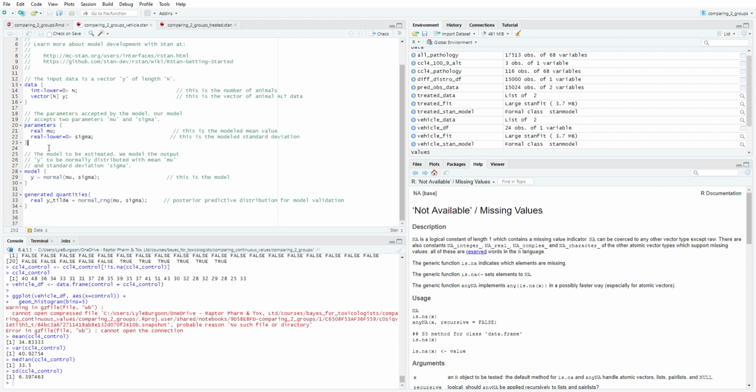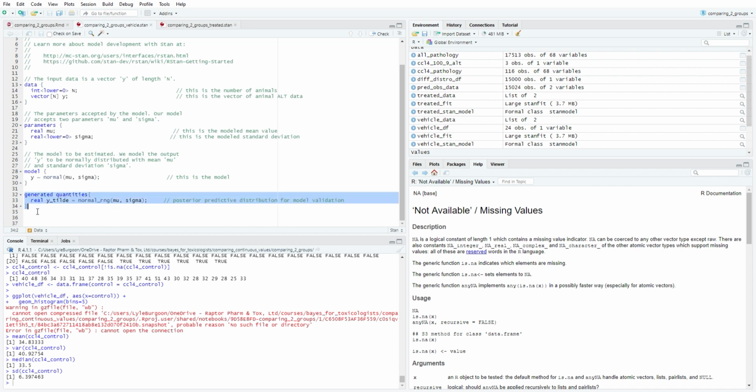Parameters block. You probably remember that the parameters block is what the model is going to try to fit. It's going to try to find these values. Mu, which is our modeled mean value. It's also the name of a Pokemon. And then sigma, which is our modeled standard deviation. Now, our model is going to be the y values follow a normal distribution with mean mu that's being fit and some standard deviation sigma that's being fit. So we are fitting two parameters.